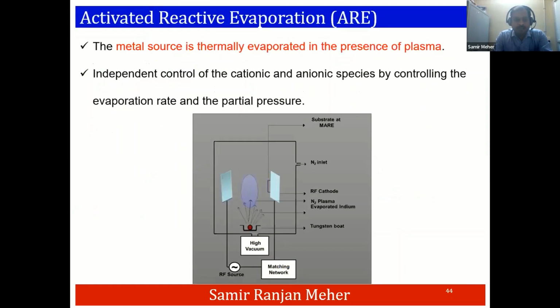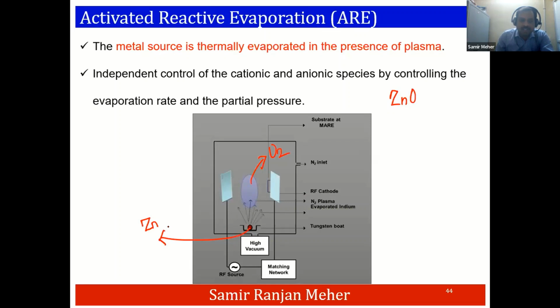Then finally, I'd like to discuss one hybrid between the evaporation and the plasma process, which is called activated reactive evaporation. In this case, we evaporate a particular material. Suppose I want to coat zinc oxide again. So I'll evaporate metallic zinc. This is the evaporation source. I'll keep the metallic zinc here, and I'll create an oxygen plasma. So this is the oxygen plasma. And I'll put the substrate here.